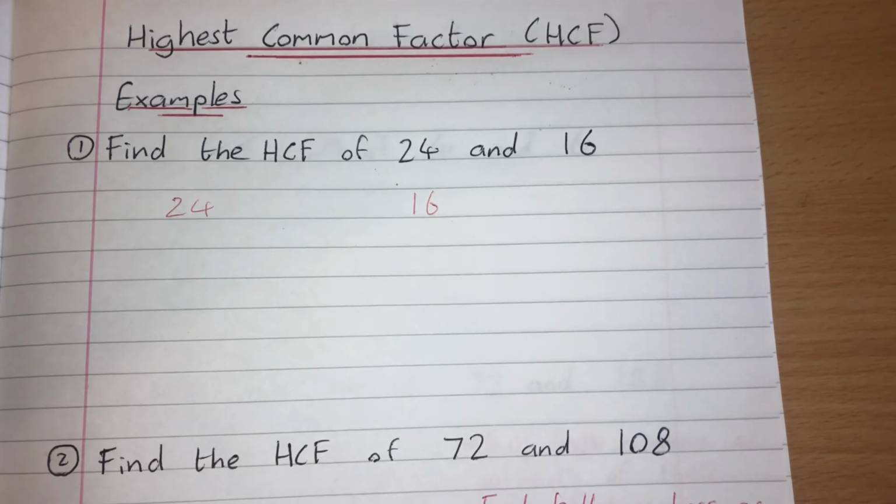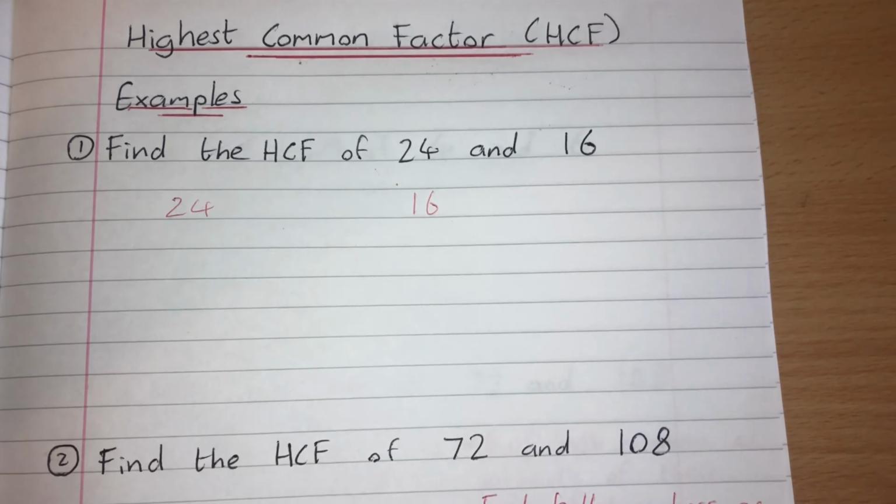Just to show you, if I was to identify all the factors of each number and do it as I'd previously shown in pairs, starting off with the smallest number that goes into 24, that is 1, and it's 1 times 24. That's a pair of factors that gives me 24. Moving up from 1, we get 2, 2 times 12, so we're getting two factors at a time. 3, 3 times 8, and 4 times 6. That shows me all the factors of 24.